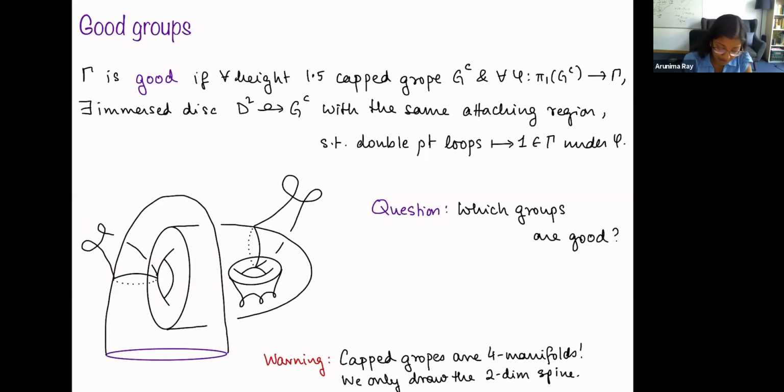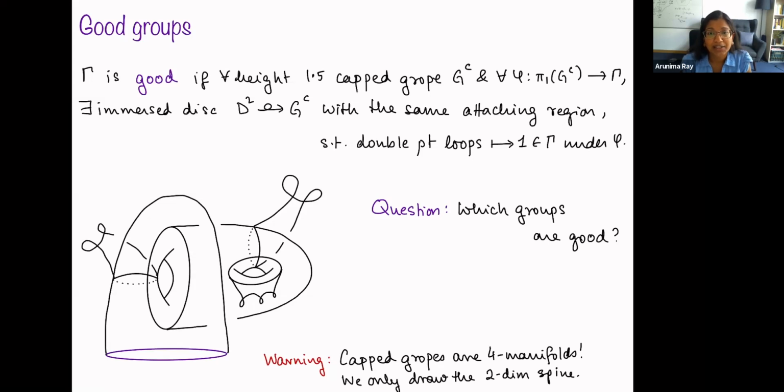But I do want to say one thing, which I find kind of cool. This question of which groups are good is a pretty big deal. If we knew that all groups are good, okay, we won't solve topological 4-manifolds, but that would be a lot. That would be a pretty amazing deal. There's nothing really topological about any of this though. Height 1.5 capped group, that's a smooth 4-manifold. It's a smooth 4-manifold, and I'm asking for a smoothly immersed disk, and I'm asking for something about its double point loops. At no point did I say anything about the topological category.